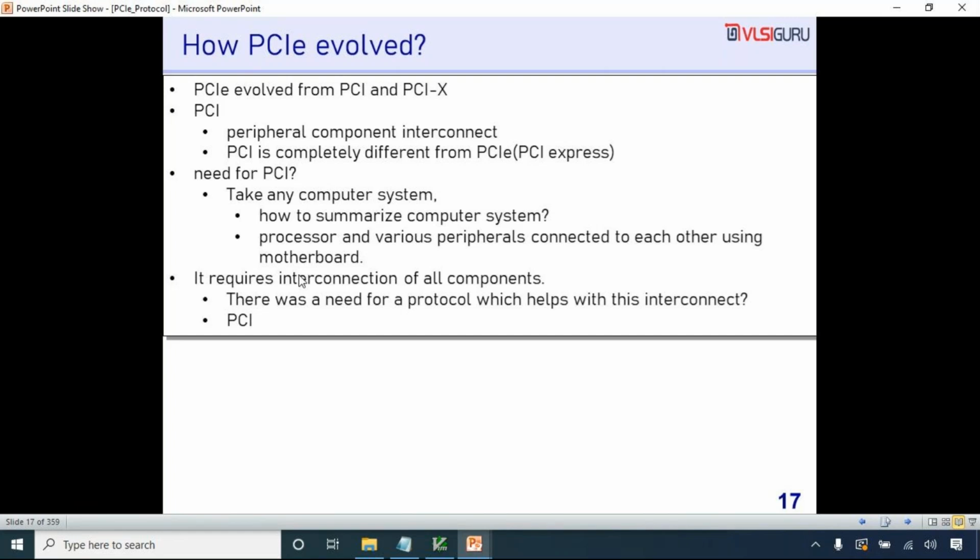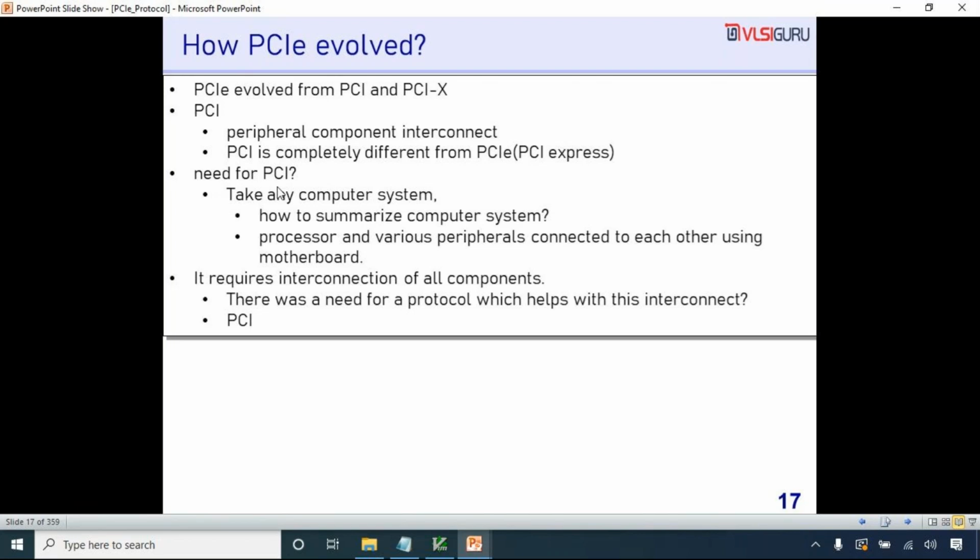PCI stands for peripheral component interconnect. PCI is completely different from PCI Express; as protocols, they are different. Now, the need for PCI. Take any computer system. How to summarize it? Any system is a processor connected to various peripherals, connected to each other using a motherboard, to which everything is connected. That is where PCI was developed.